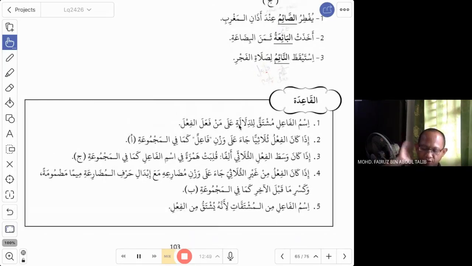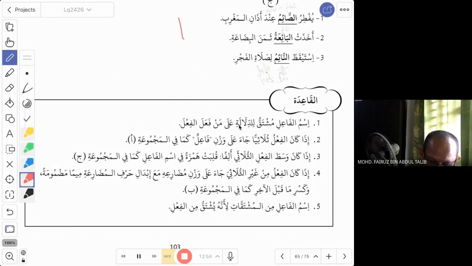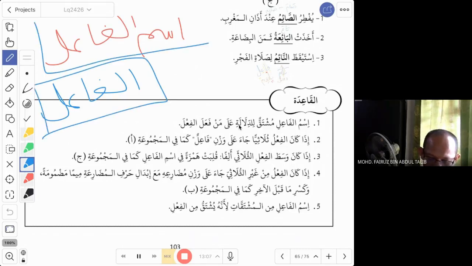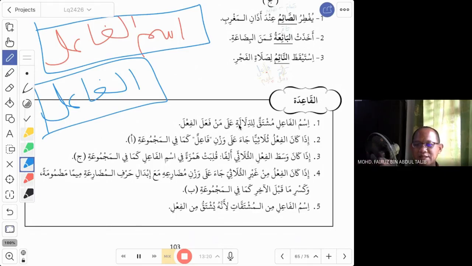Before we do the exercise, please do not confuse this ismul fa'il with al-fa'il in the grammar lesson or in the nahu lesson. These are two different things. Ismul fa'il is only about the word. We are not concerned with the sentences. But fa'il, of course, is the person who does that fi'il in a sentence. So fa'il is about the word in a sentence, while ismul fa'il is just about the word itself.